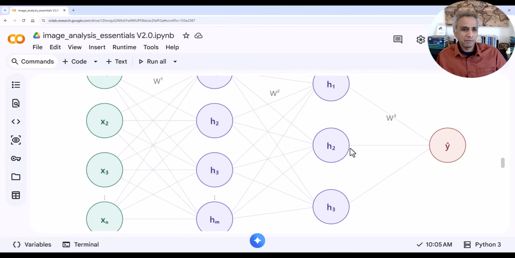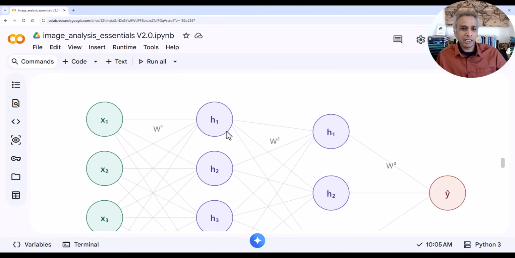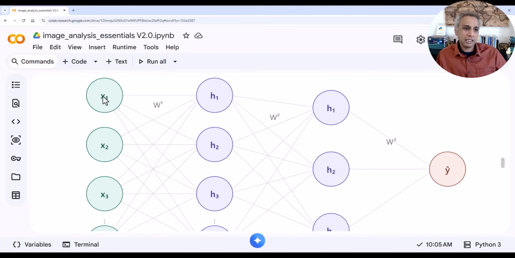In other words, let me take a step back. The value of this h1 depends on x1 times w1 plus x2 times w2 plus x3 times w3, all of these added plus a bias. Similarly, h2 is the same as x1 times w1, but in this case, this is a different weight. In fact, I should have said x1 w11, x2 w21, and so on. And this would be x1 w12, because the weight of x1 connected to h2 is different. This weight is different. Okay, so those are the weights that the network actually learns when we do the training.